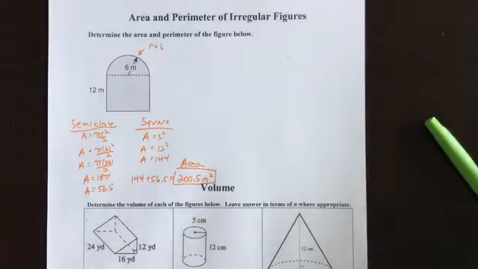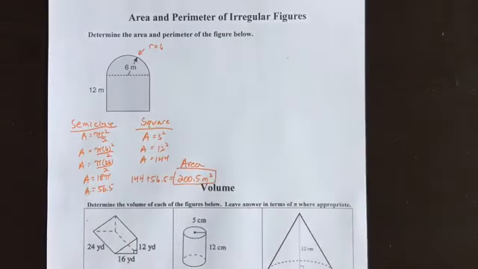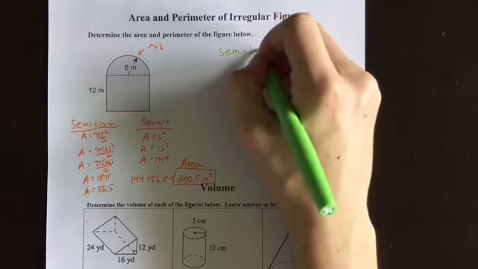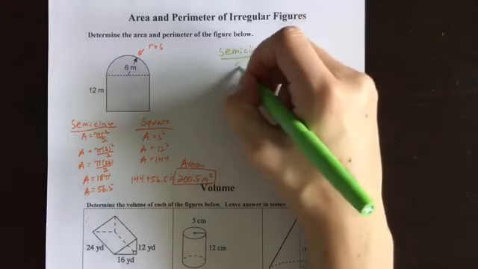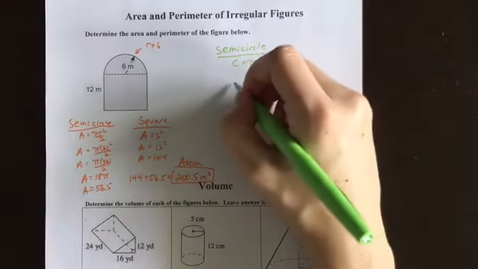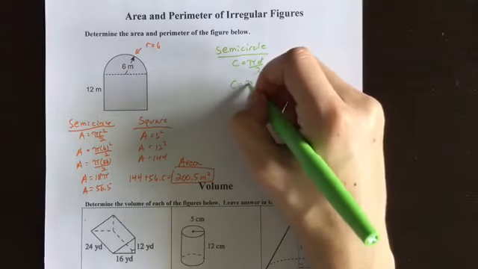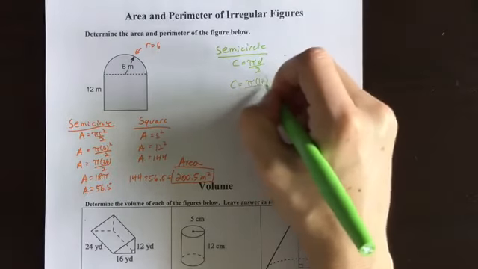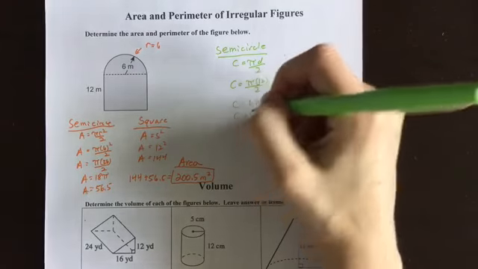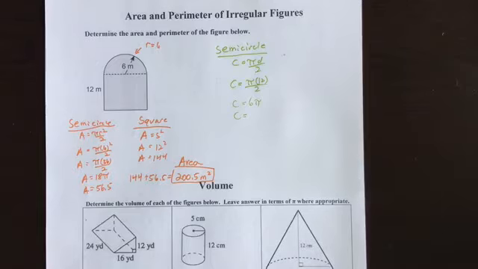Now let's work on perimeter. First thing I want to find is the circumference of our semicircle. So that'll be the circumference of a circle divided by 2. If our radius is 6, then our diameter is 12, which either way is going to give us 6 pi, which is 18.8.